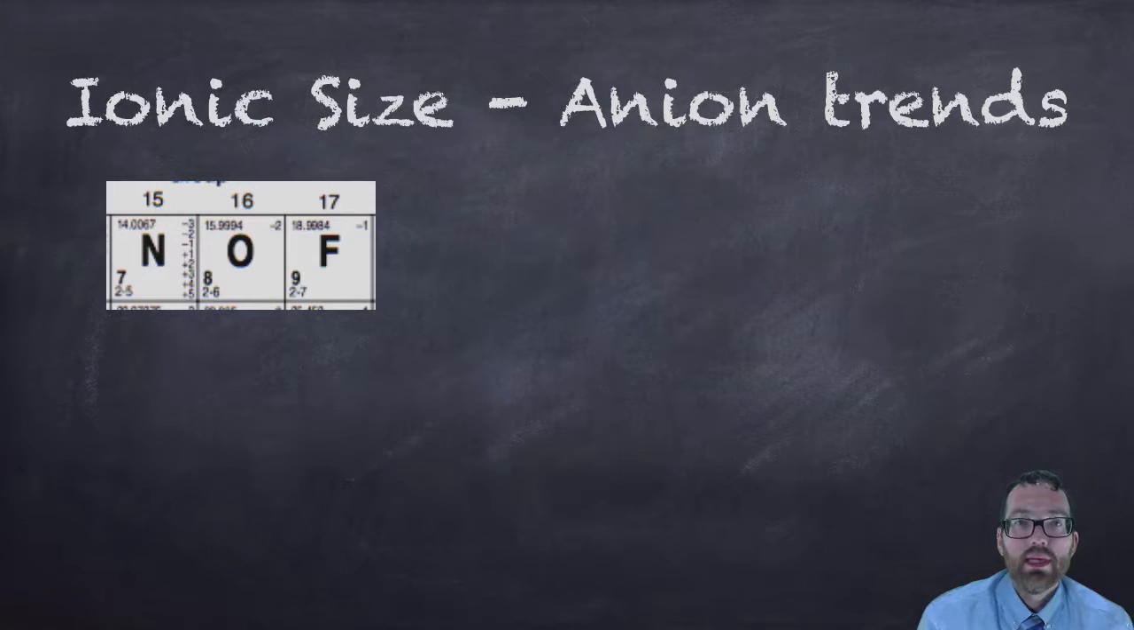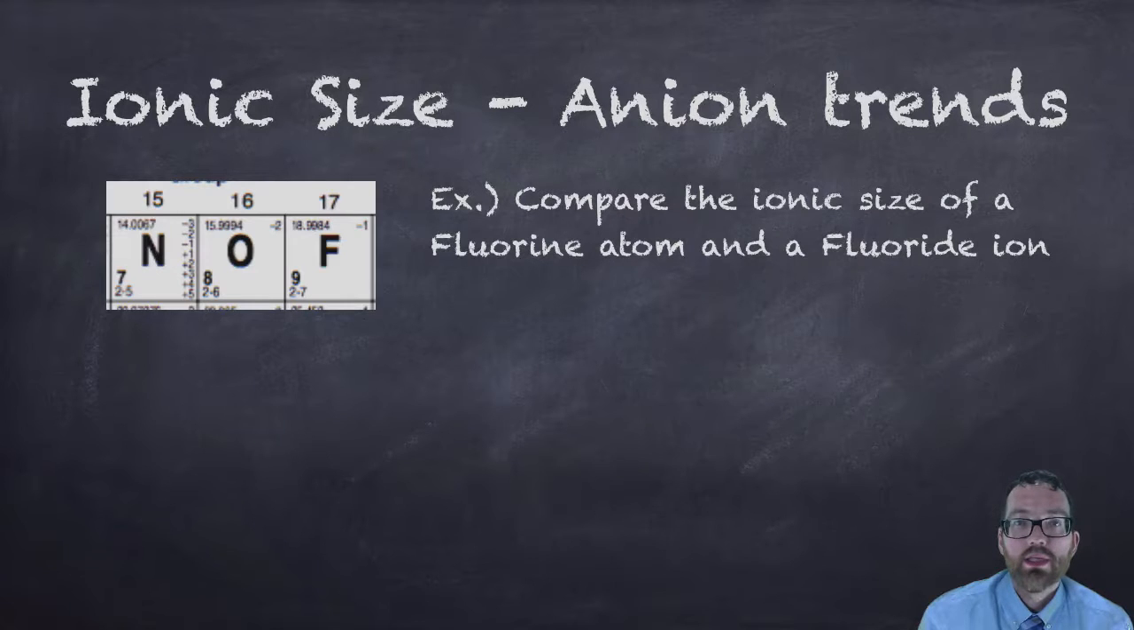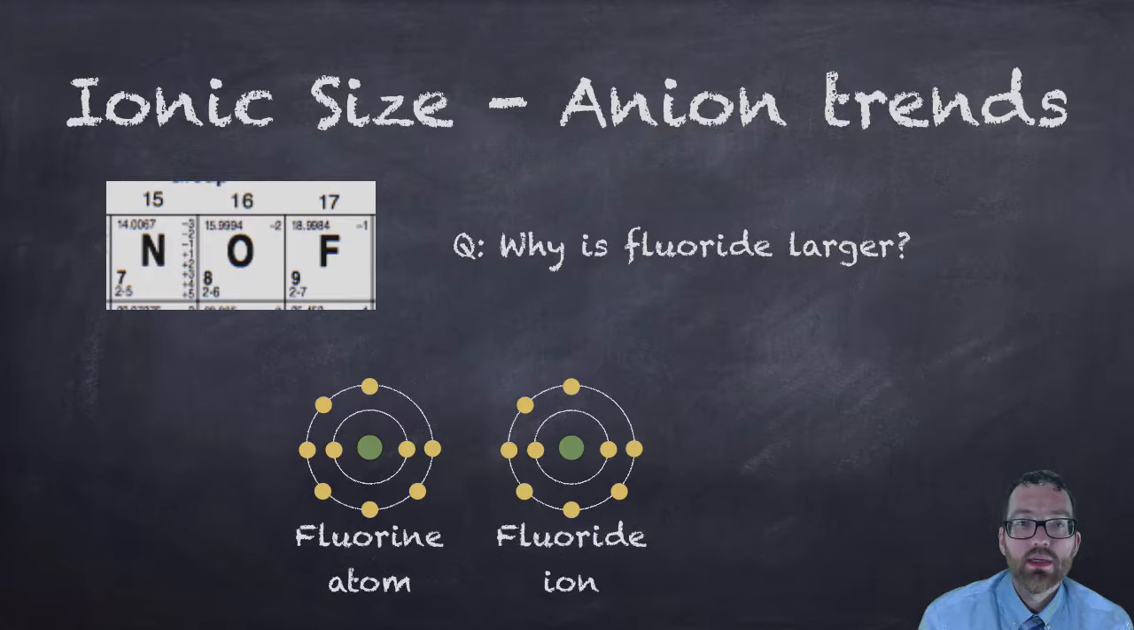Okay, next let's look at a question like this. It says compare the ionic size of a fluorine atom and a fluoride ion. So fluoride is bigger because it has one more electron. So they still both have two shells, but the pulling power in the middle has stayed the same. If you are an atom with a pulling power of 9 and you're pulling in 9 electrons, you can pull them in a certain distance. You'll have a specific radius.